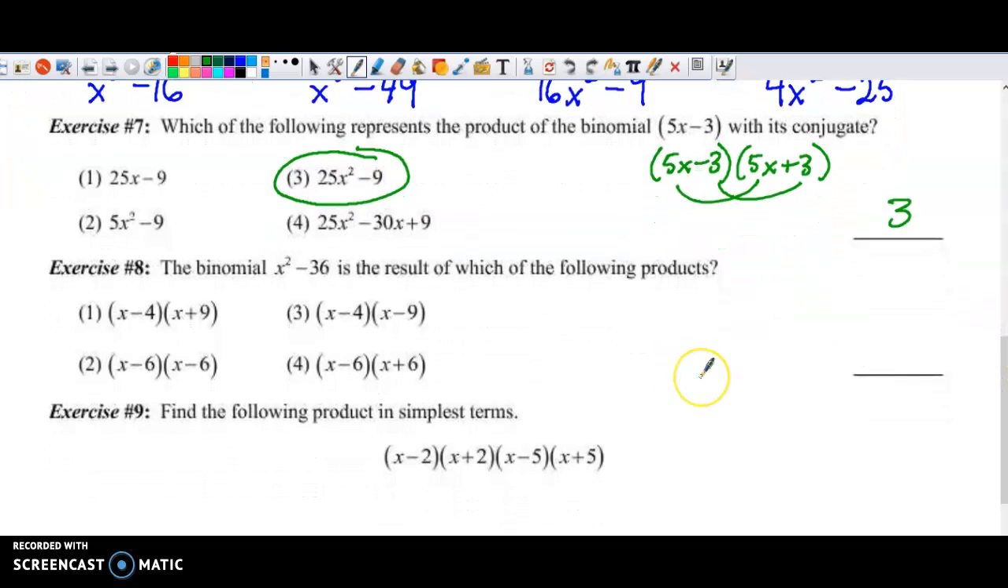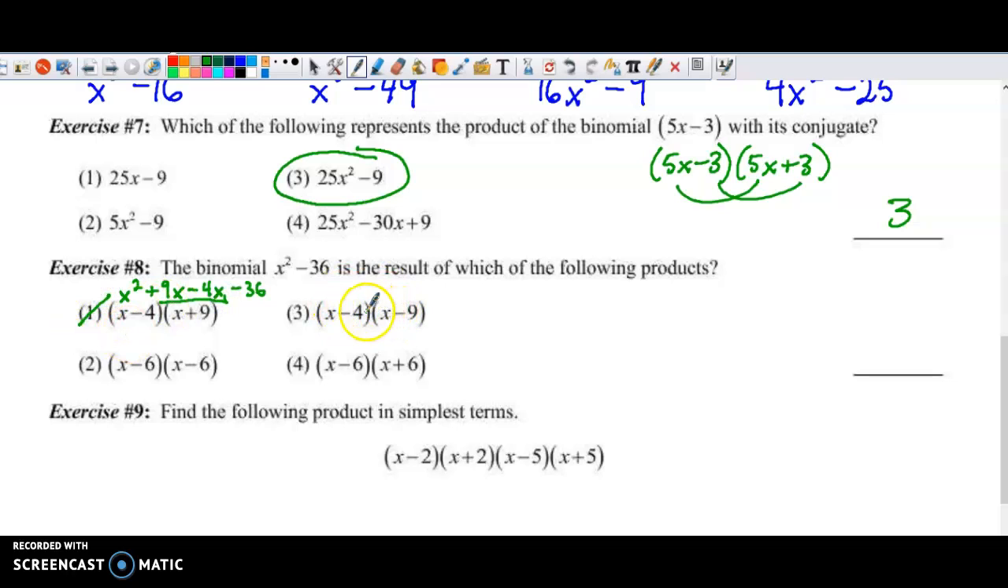So this one you have to just think backwards, I guess. I mean, you could FOIL all of these and see what would happen. Like if you did option 1 and you FOILed it, you would have x squared plus 9x minus 4x. You do have minus 36. It's just that these things don't cancel. So it's not option 1.